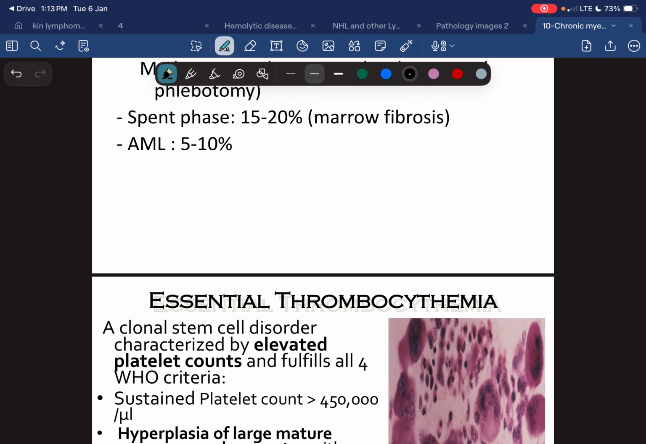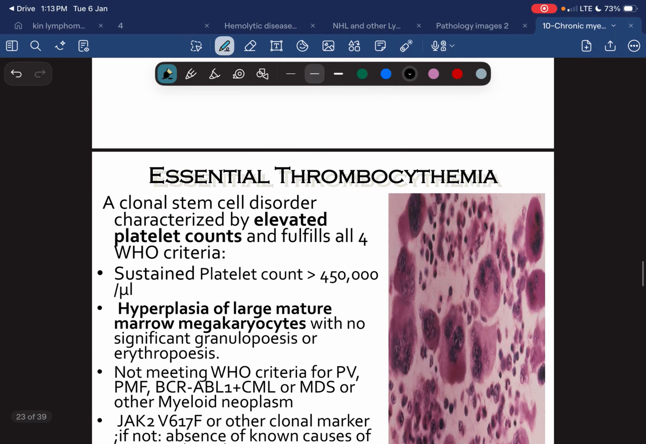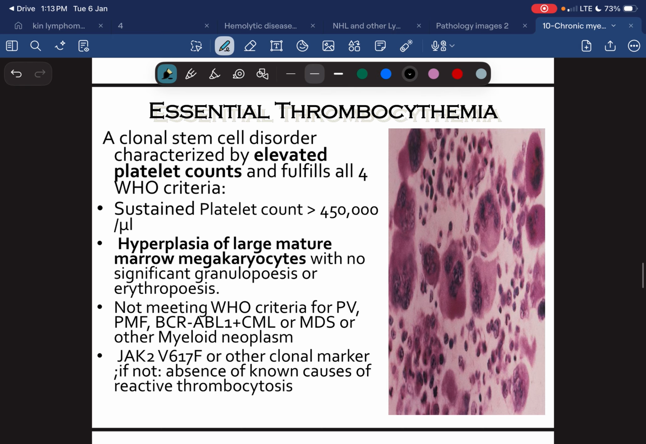Okay. Essential thrombocythemia is a clonal stem cell disorder characterized by elevated platelet count. We have a hyperplasia of large mature marrow megakaryocytes with no significant granulocytosis or erythrocytosis.